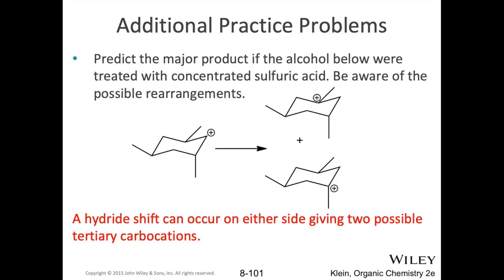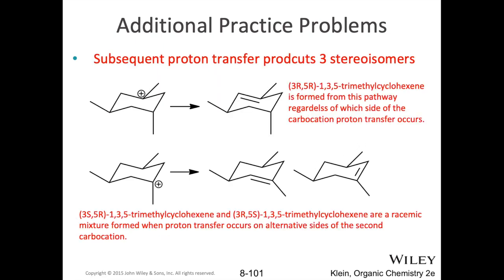We can get either side. We could have done a hydride shift from this carbon or from this carbon to give either one of these two. Something to keep in mind. And then depending on which protons you eliminate, you form the corresponding alkenes.